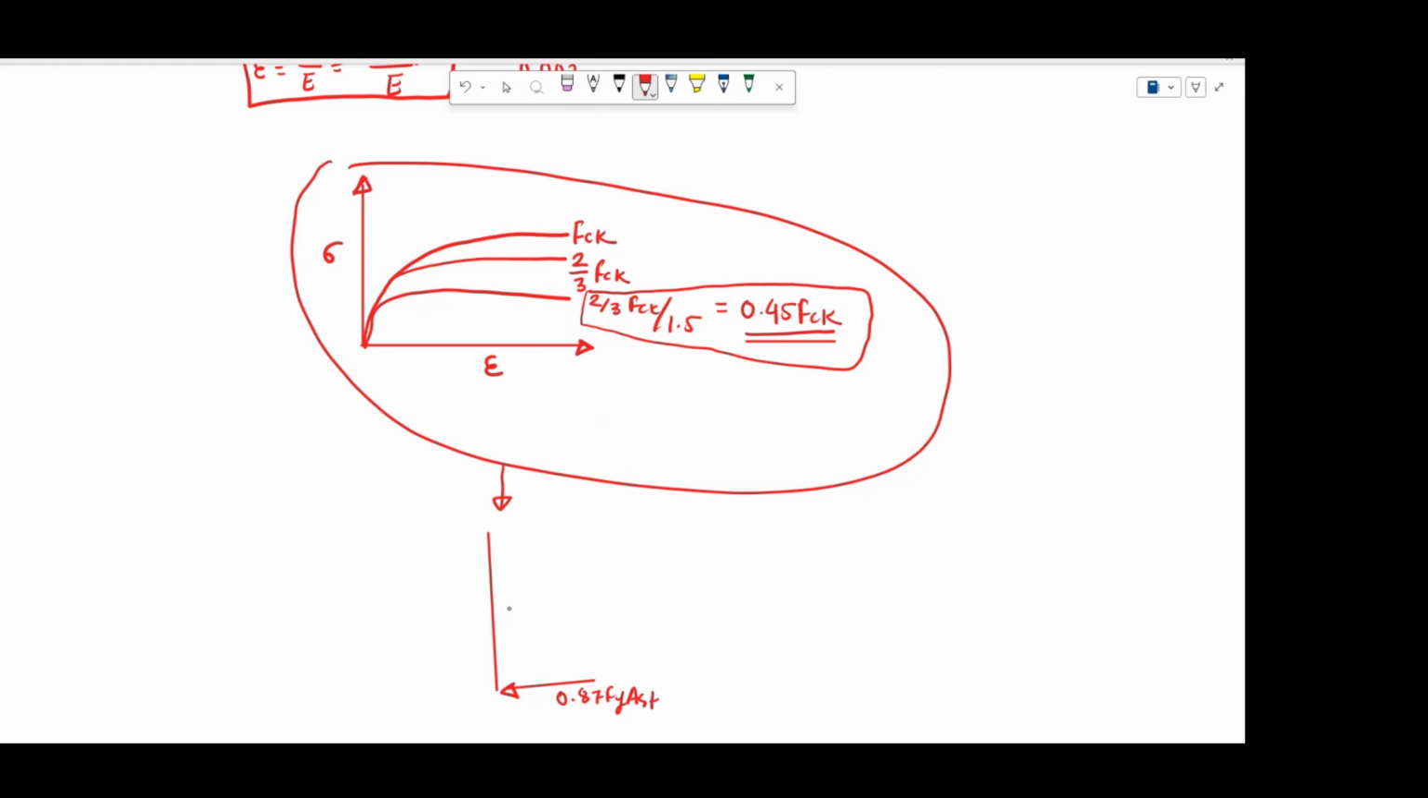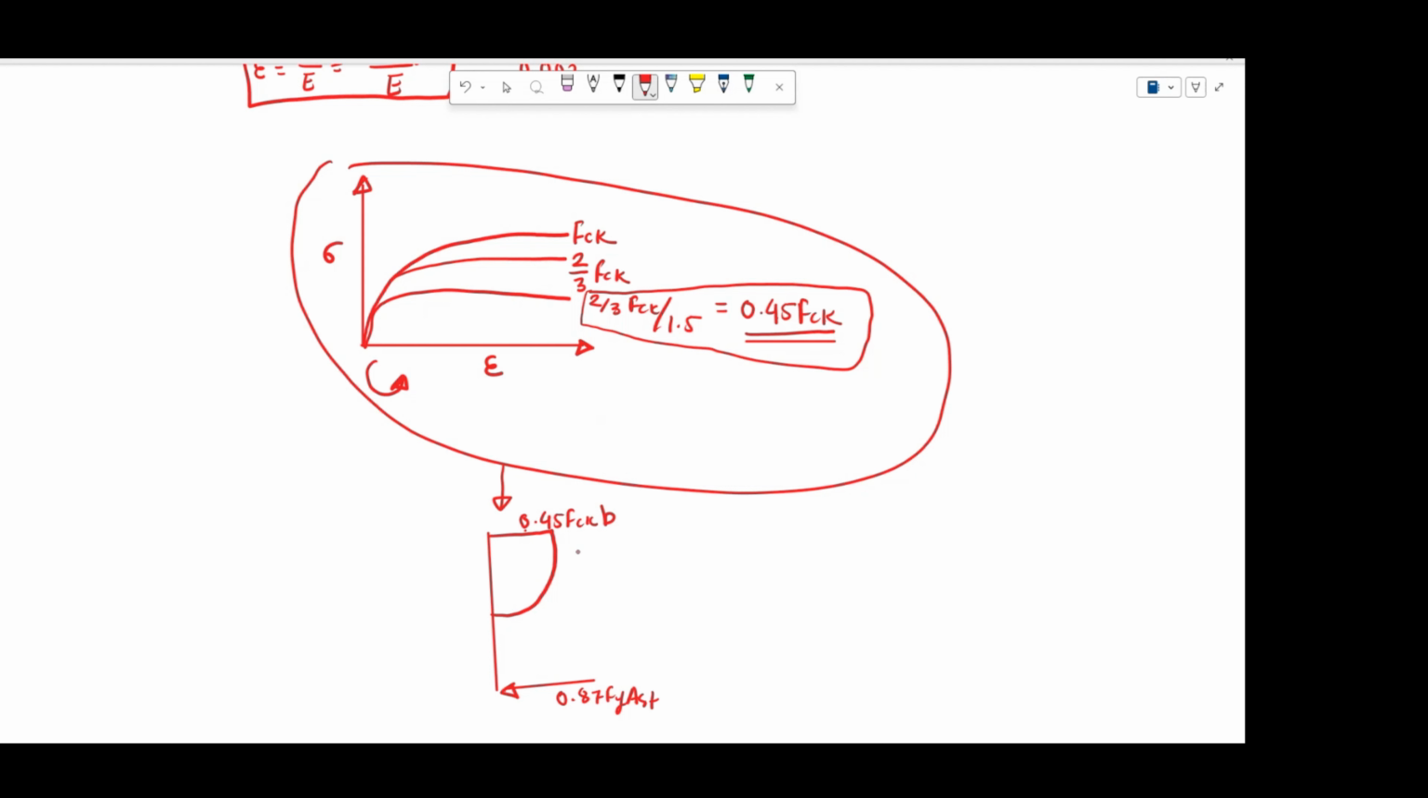But now, if you just rotate this curve in this direction, you will see this is how the curve comes out. And the value on the top is 0.45 fck into b. Why b? Because I'm just multiplying the cross section with the strength.